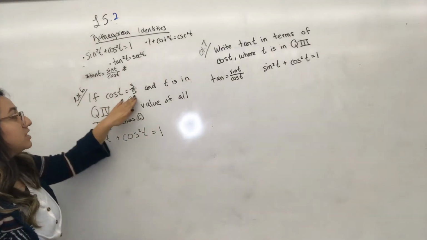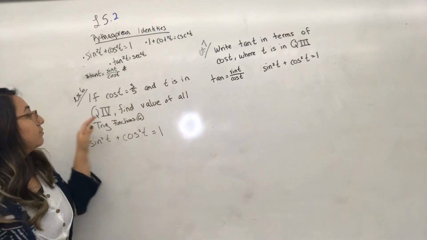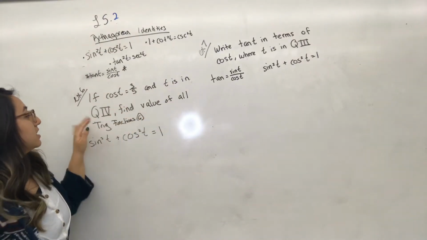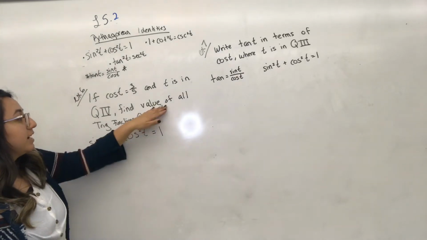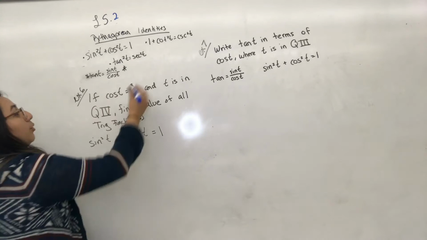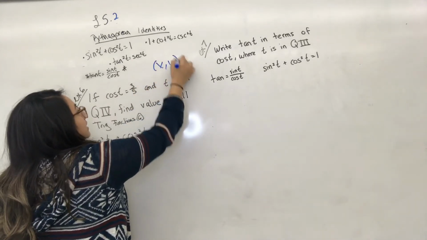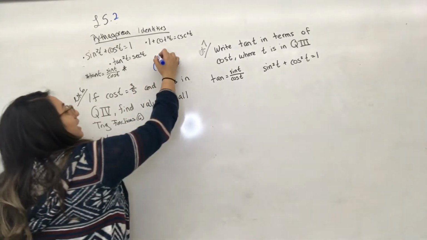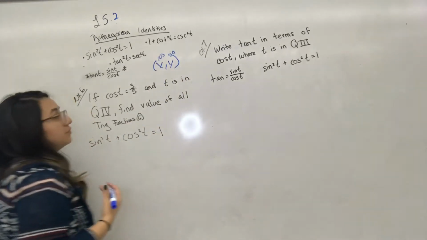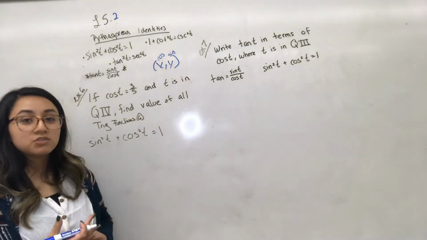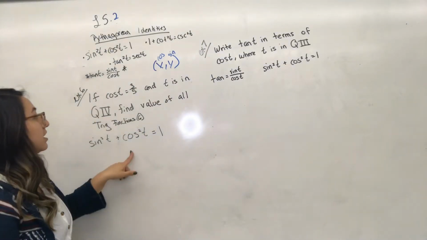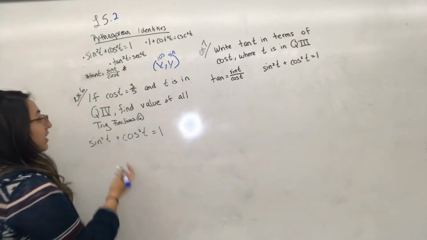So if cosine of t is equal to 3 over 5, and we know that t, the given angle, is in quadrant 4, here we have to find all the values of the trig functions. To find cosine, we always know they go hand in hand: x and y. Cosine is always x, and sine is always y. So for you to find all 6 trig functions, you always need cosine and you always need sine. Here we have cosine. Now we have to go ahead and find sine.